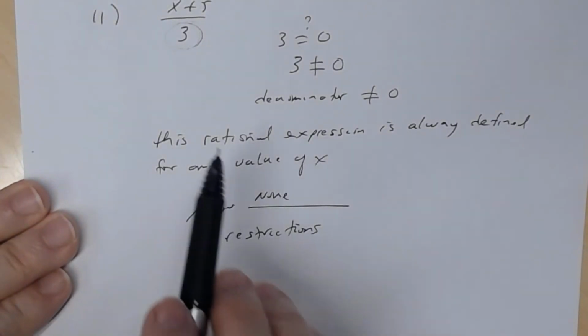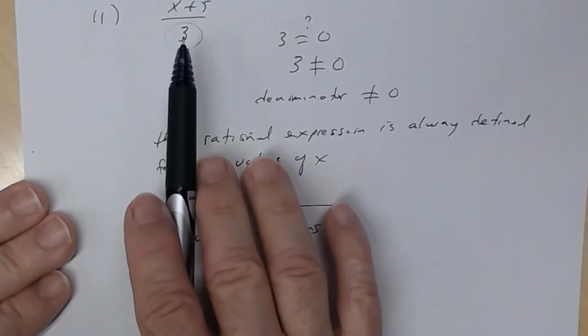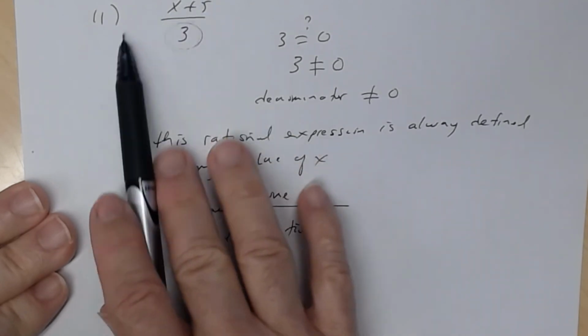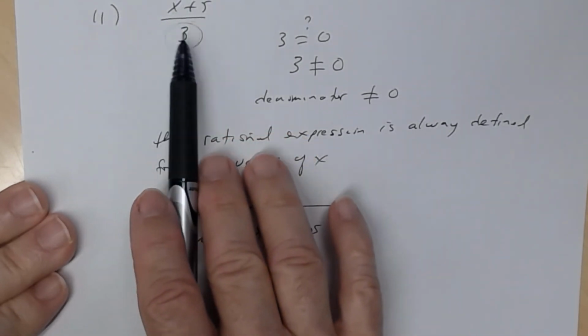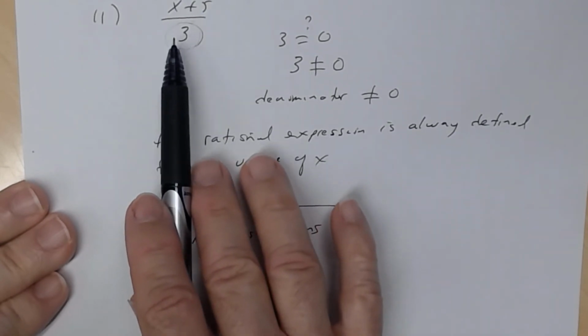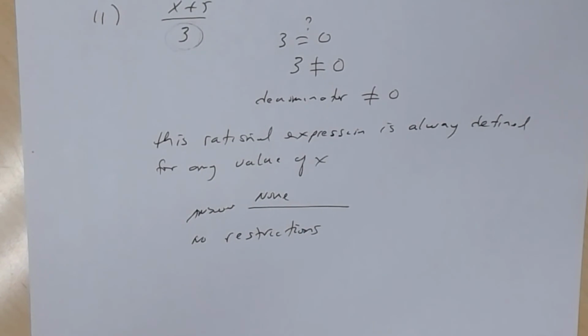Okay, so just be aware, just in case there's a constant in the denominator, that this is always going to be 3. It's never going to be 0. So this rational expression would always be defined. No matter what number you use for x, or any real number for x, I'm going to get a value for this rational expression. Okay, so that's going to take care of the key to this worksheet.